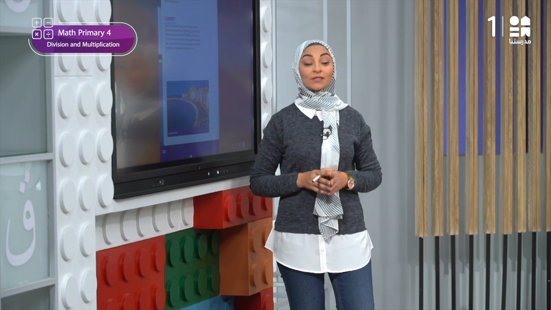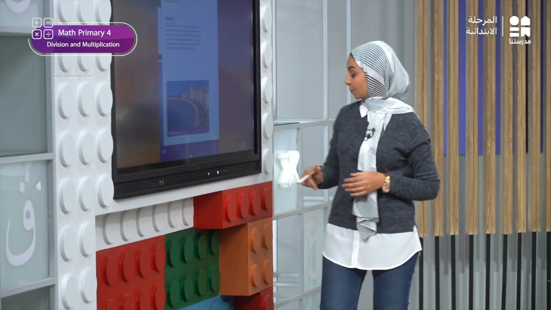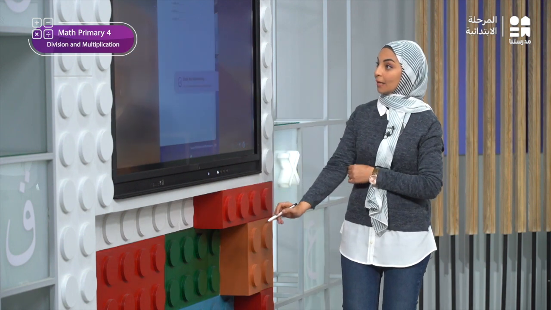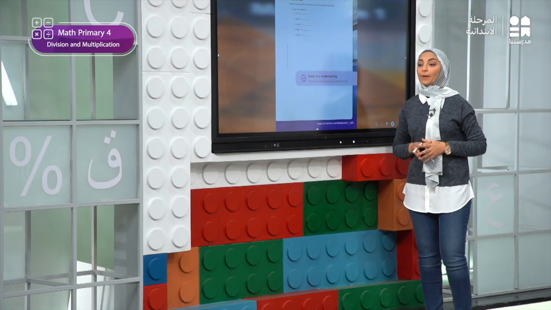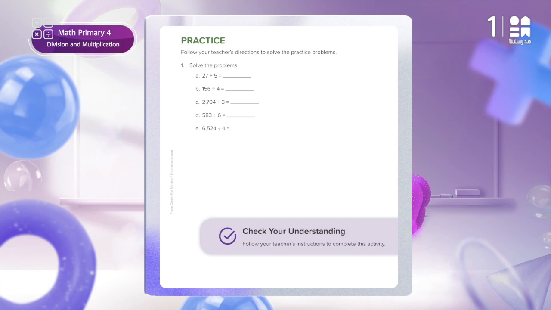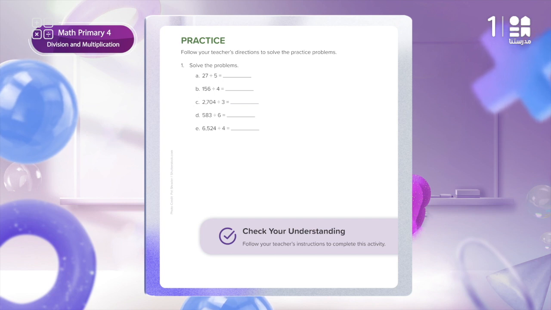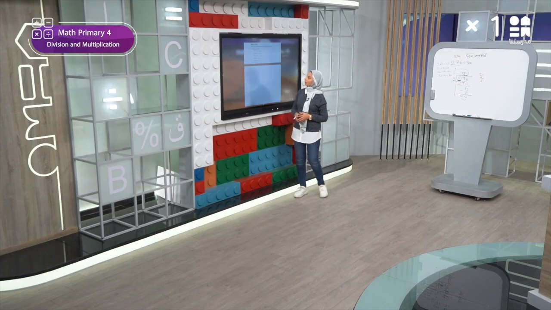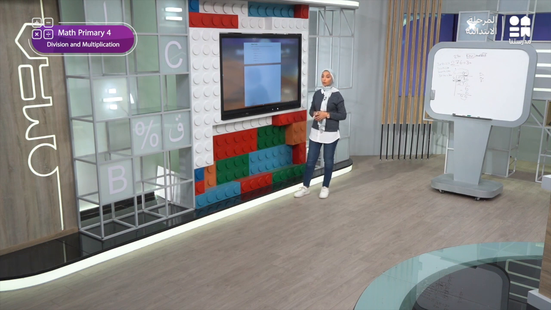Now we have reached the practice part on page 321. Let's move to the practice part here. As you see, in the practice part, I will answer problem number 3 with you, and you're asked to find the quotient of 2,704 divided by 3. Okay, let's see it all together. Right, here I want to solve this problem all together.